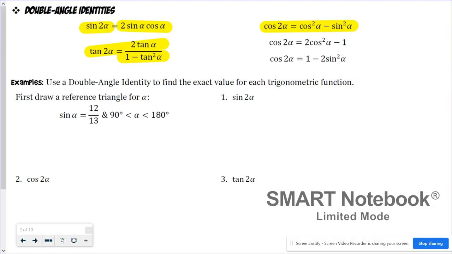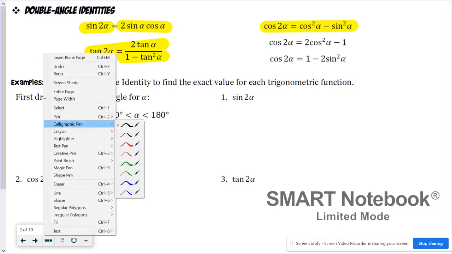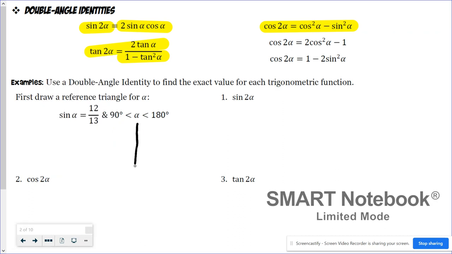So these 3 problems say to use a double angle identity to find the exact value for each trig function. You do want to first start by drawing a reference triangle for your angle. They tell us that sine alpha is equal to 12 over 13, and that alpha is between 90 and 180 degrees, so we're in quadrant 2. So I can draw my reference triangle. Sine is the ratio of the opposite over the hypotenuse, so the opposite would be 12 and the hypotenuse would be 13.